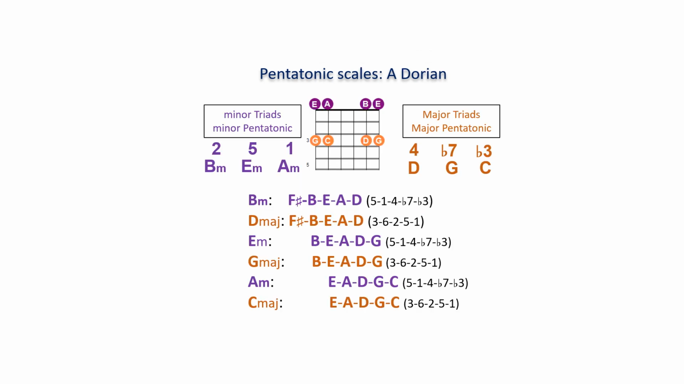Each minor pentatonic scale has a relative major pentatonic scale located a minor third away, reflecting the relationship between scale degrees 2 and 4, 5 and flat 7, and 1 and flat 3. In A Dorian, the relative pentatonic scales are B minor and D major, E minor and G major, and A minor and C major.